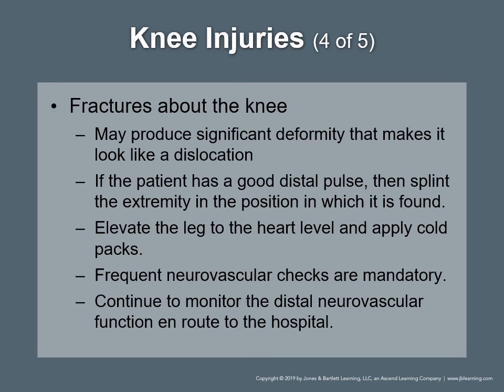If the patient has a good distal pulse, then splint the extremity in the position in which it is found. Elevate the leg to the heart level and apply cold packs. Frequent neurovascular checks are mandatory. Continue to monitor the distal neurovascular function en route to the hospital.